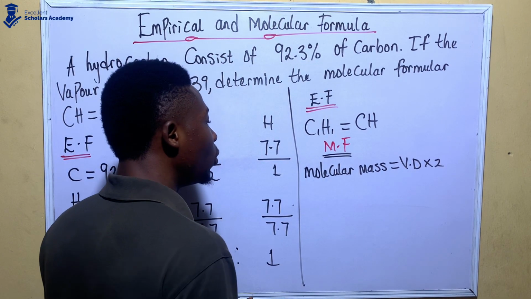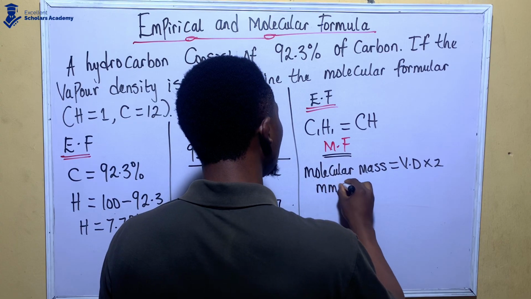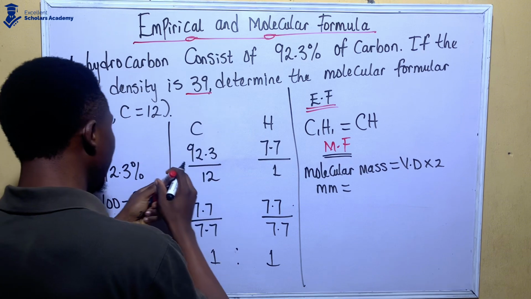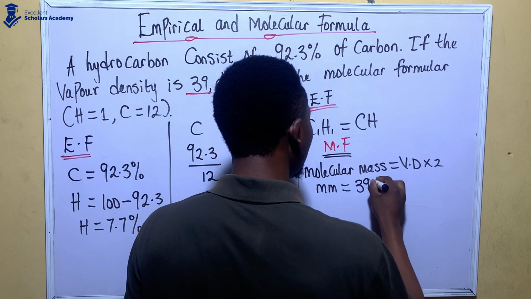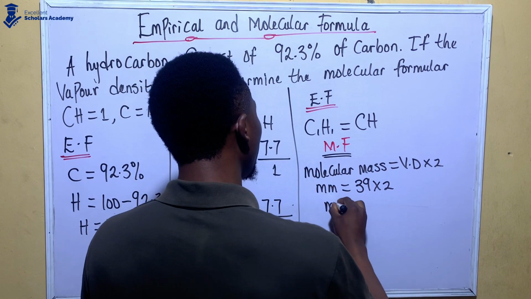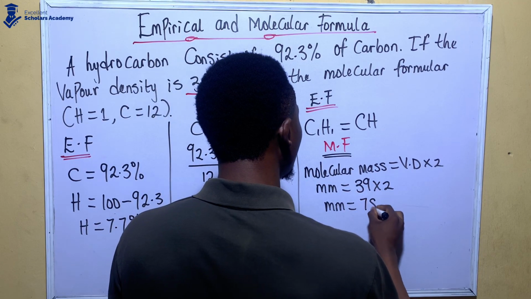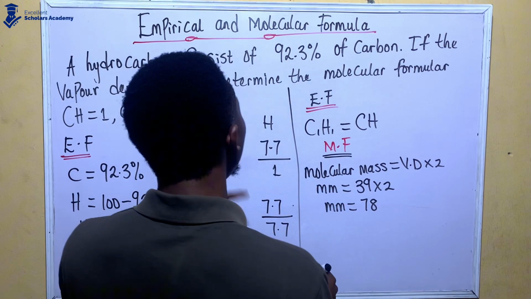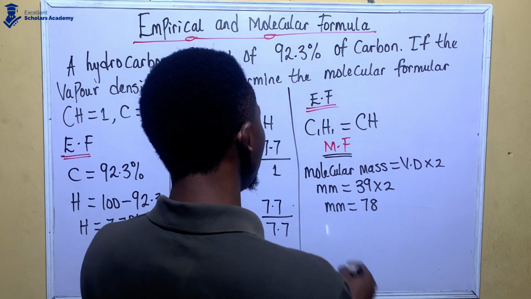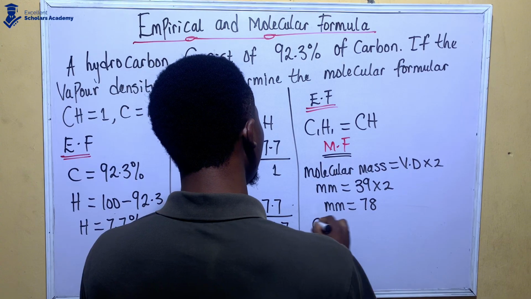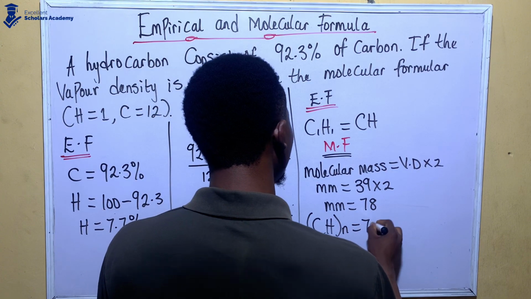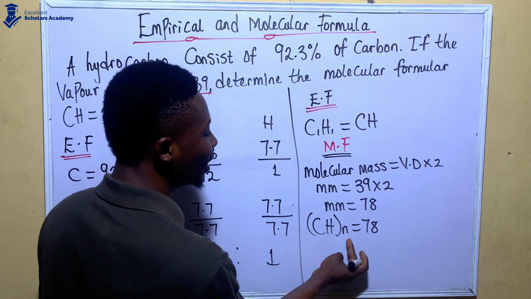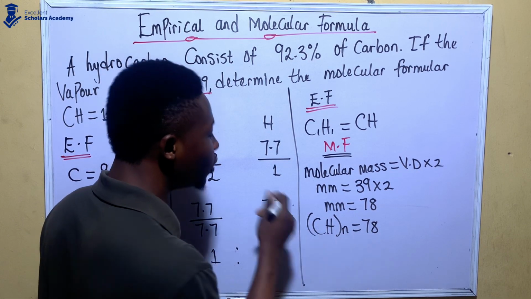So the molecular mass is going to be equal to the vapor density, which is given to us as 39. So this is 39 times 2. That gives us 78. Now we can find the molecular formula. Our empirical formula is CH. So it becomes CH times N must be equal to 78. You say CH, that's your empirical formula, times N, the number, is equal to 78.